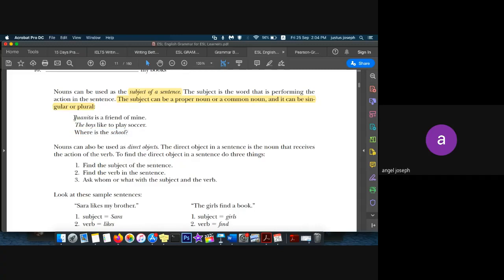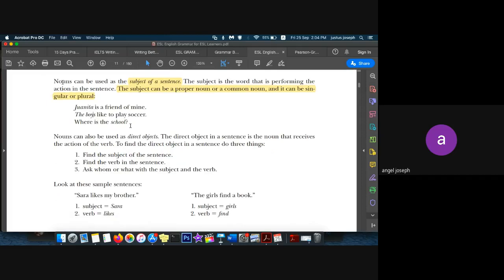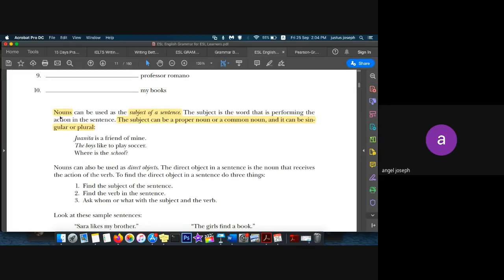So Juanita is a friend of mine. Who is the subject here? Juanita. Okay, fine. Now, the main topic that we were talking about in English is nouns. Within nouns, we understood that nouns generally form the subject of a sentence. Not only nouns, pronouns can also take the place. So we understood what is a subject of a sentence.